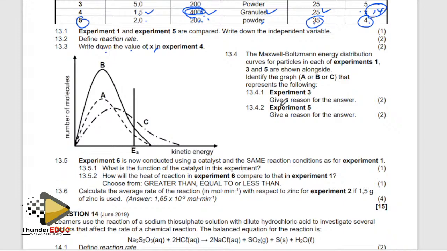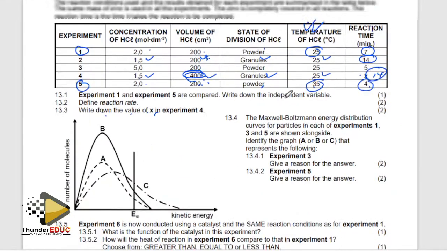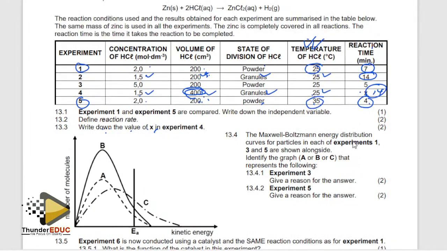Experiment 3. What's happening with experiment 3? You have to know how to analyze this. Let me clean this out because I don't want it to disturb us while you're analyzing. Experiment 3, experiment 1, and experiment 5. So what is the difference here?